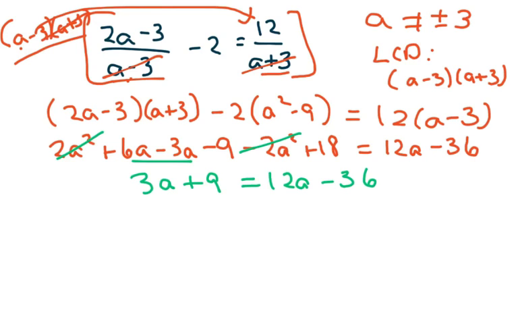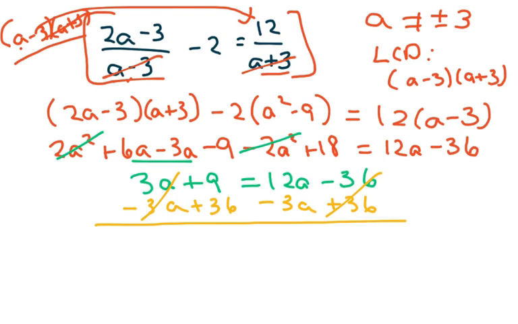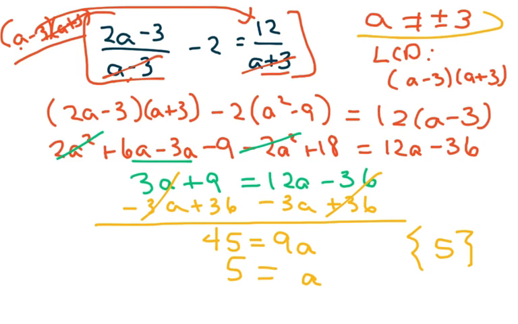I'm going to go ahead and subtract 3A from both sides and add 36 to both sides. And what we get, these two cancel. So this is going to be 45 equals 9A. So A equals 5. And that's my solution set because it doesn't fall in my restrictions here.